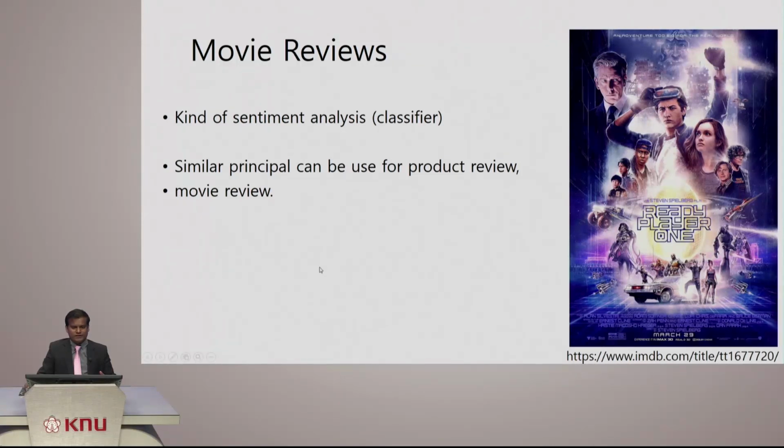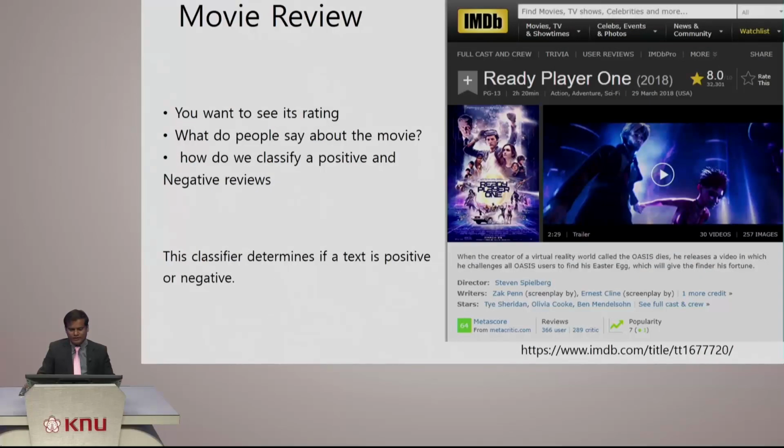And today we are going to discuss along the same line of thought. We are going to use text information, and we are going to assume a few things based on this text, and then we are going to see how we can extract a certain sentiment from this text for reviewing the movie. So this is a kind of sentiment classifier. We are going to use the same principle that is used for product reviews. For this movie review, we are going to discuss Ready Player One in this example. Yes, as you can see, the Ready Player One movie.